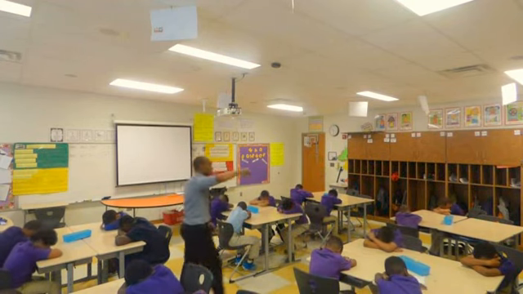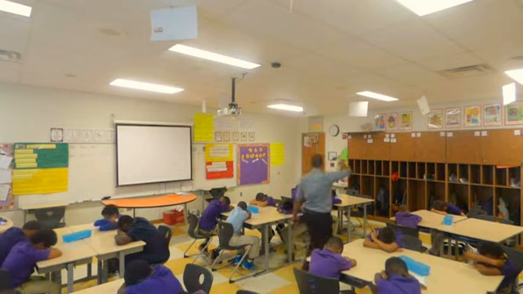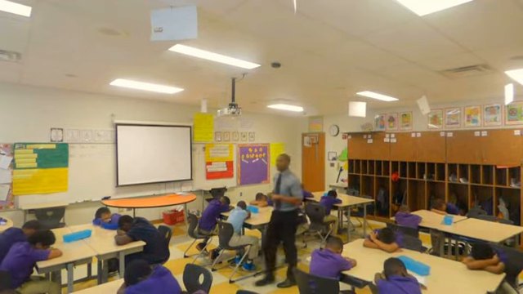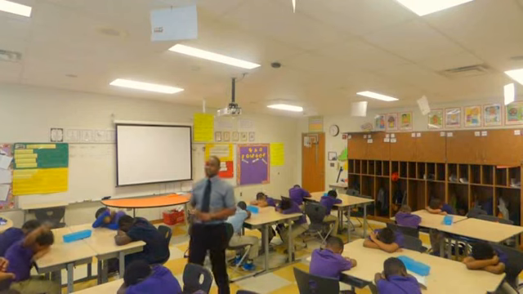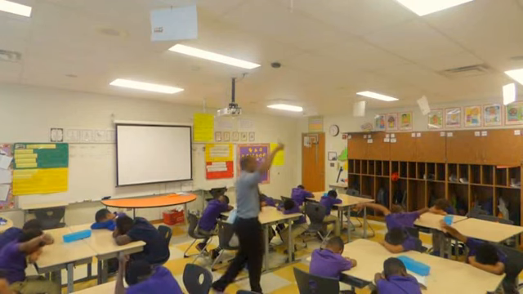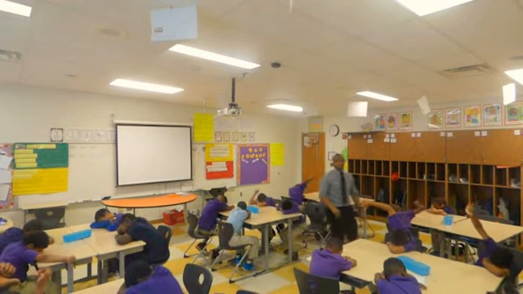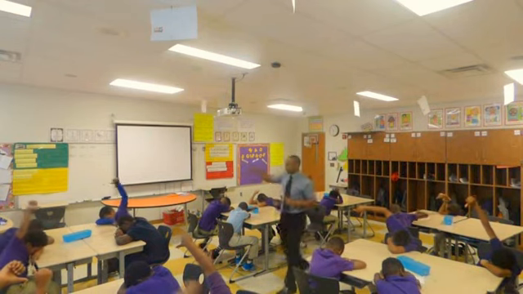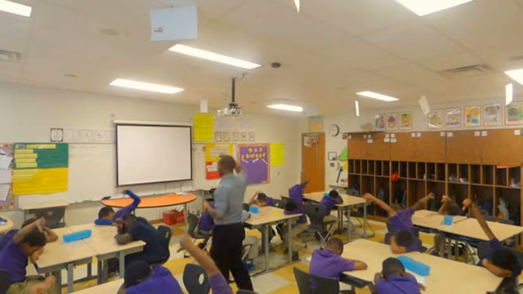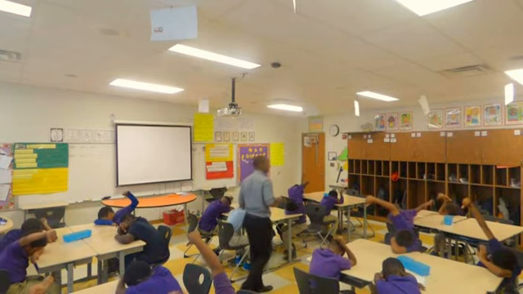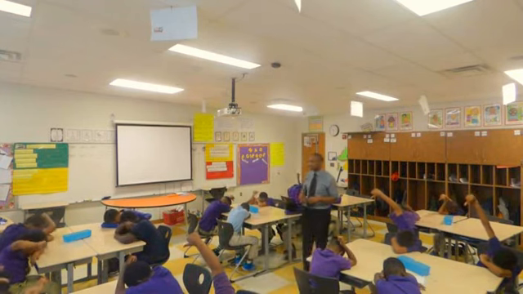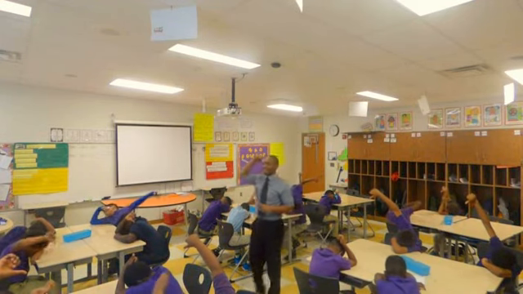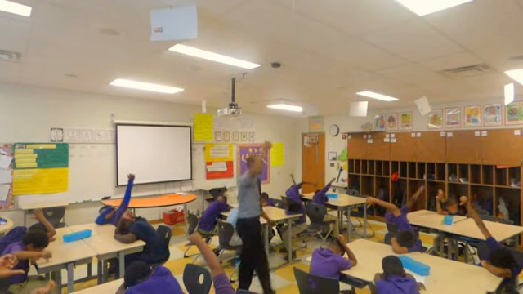Thumbs down for no. This shape that Mr. Porter just made is a polygon. Thumbs up for yes. Thumbs down for no. Mr. Porter has to repeat himself because he does not have 100% participation. The shape that Mr. Porter just used is a polygon. Thumbs up for yes. Thumbs down for no.